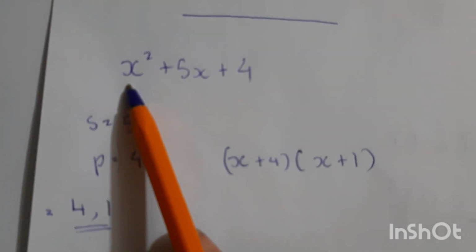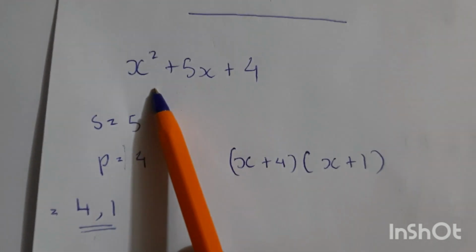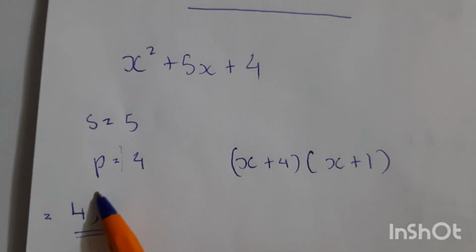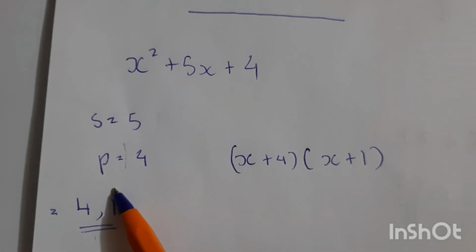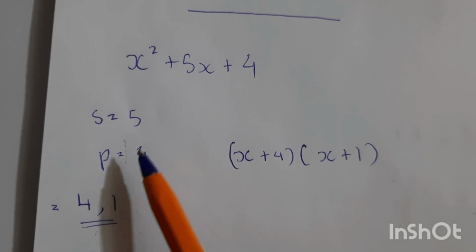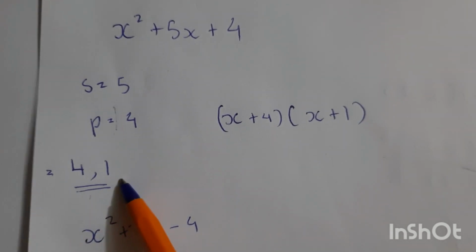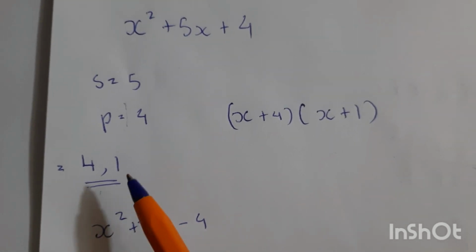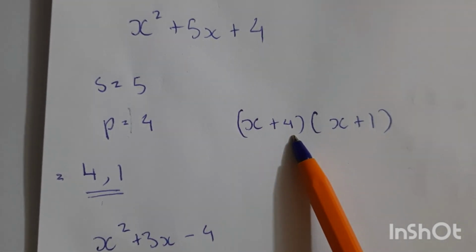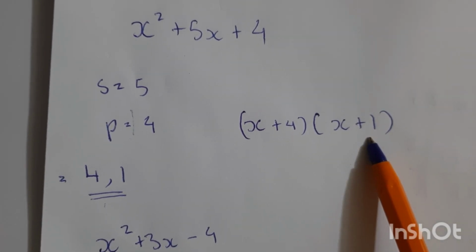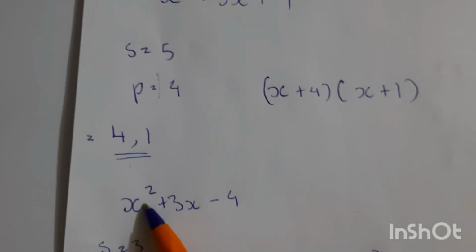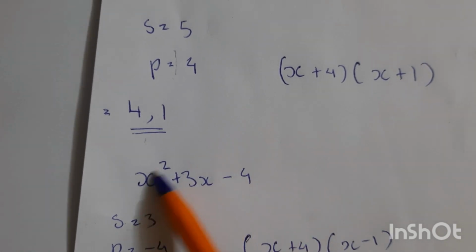So if we find the sum, product and factors of this, the sum is 5 and the product is 4. So the two numbers that give this when you multiply and add are 4 and 1. So the factorized version of this quadratic is (x + 4)(x + 1) as our numerator. Now the denominator, we're going to do the same thing.